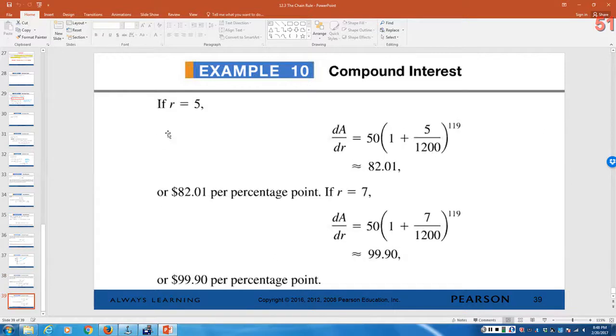So when you do all of that, you just plug in the value, R is equal to 5. That turns out to be $82.01 per percentage point, or if R is equal to 7, then it's $99.90 per percentage point.